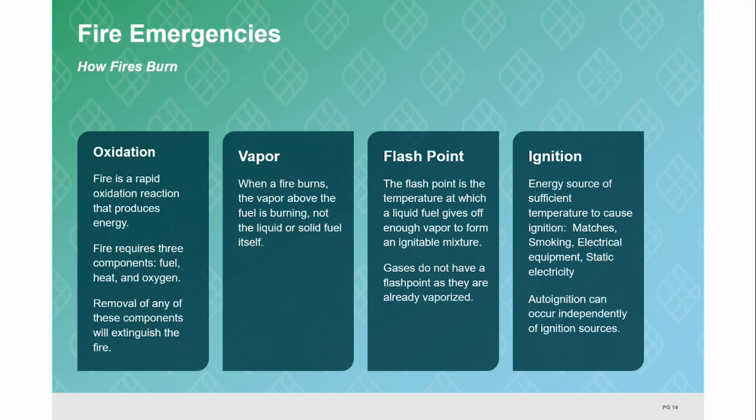When a fire burns, the vapor above the fuel is burning, not the liquid or the solid fuel itself. Vapor production is a function of pressure and temperature. As more heat is generated, more vapor is produced, and the fire grows. The flash point is the temperature at which a liquid fuel gives off enough vapor to form an ignitable mixture. An ignition source is an energy source of sufficient temperature to cause the ignition of a flammable vapor. Common ignition sources include matches, smoking, electrical equipment, and static electricity.